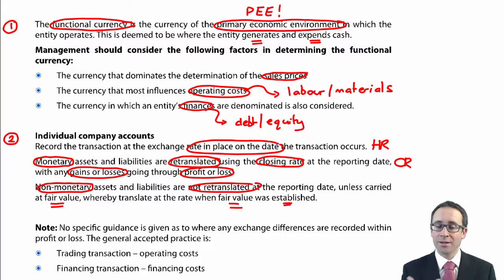There's nothing specific within the standard, it doesn't say, but just note, if you have a trading transaction, so the receipt of cash from a customer, the payment of cash to a supplier, or if you have just a receivable or a payable from your day-to-day trading, any gains or losses there can go through operating costs. But if it's to do with a financing transaction, so maybe an overseas loan, any gains or losses on translation of the overseas loan at the reporting date, given that it is monetary and will be retranslated, can go through finance costs. Okay, but that just tends to be generally accepted practice as to what businesses do.